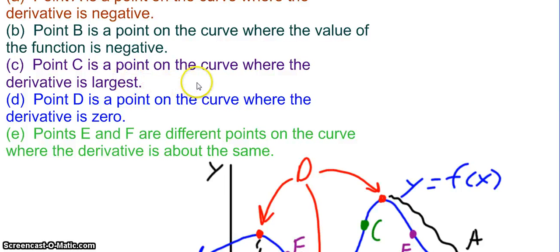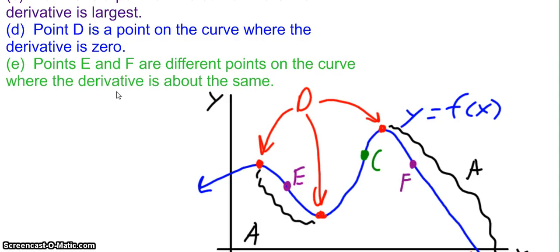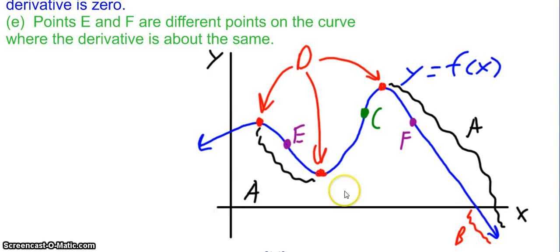Point C is a point on the curve where the derivative is largest. Well, the derivative represents the slope of the curve. So where is the slope of the function greatest? And since we're saying largest, we want it to be positive. So the slope is positive here, but it's relatively flat, or it's not as steep. So we're looking for where the function is the steepest and increasing. So I would say somewhere around here. Again, it doesn't have to be exactly this point. This is up to your interpretation. But somewhere right around there, I think, is where the function is the steepest, increasing. Therefore, the derivative will have the largest value.